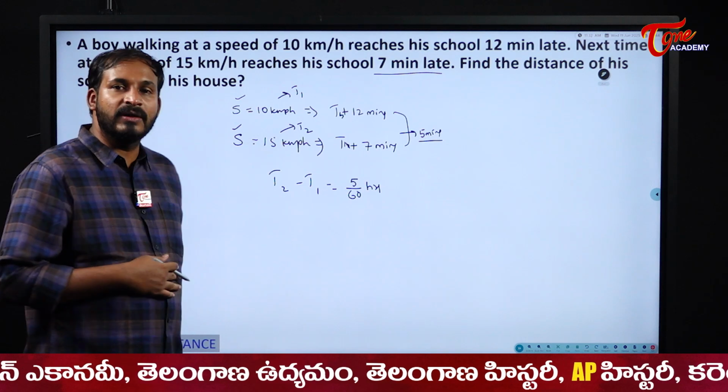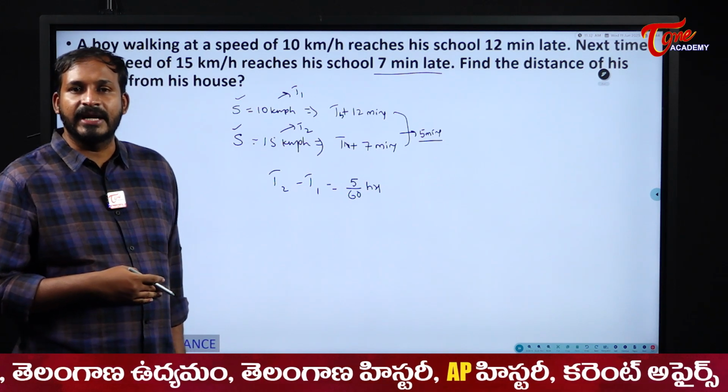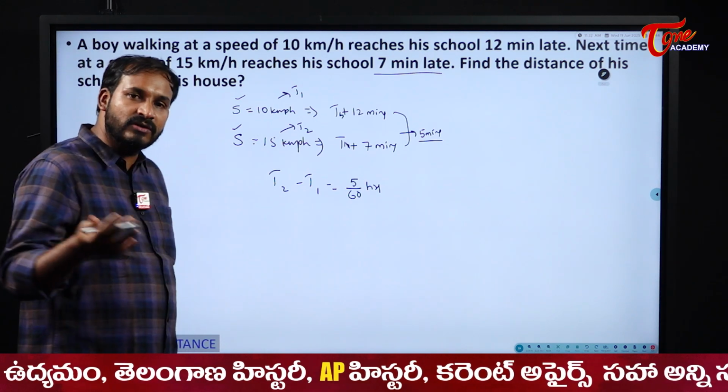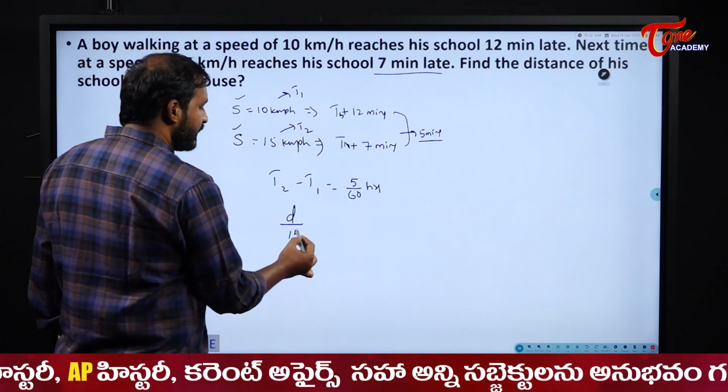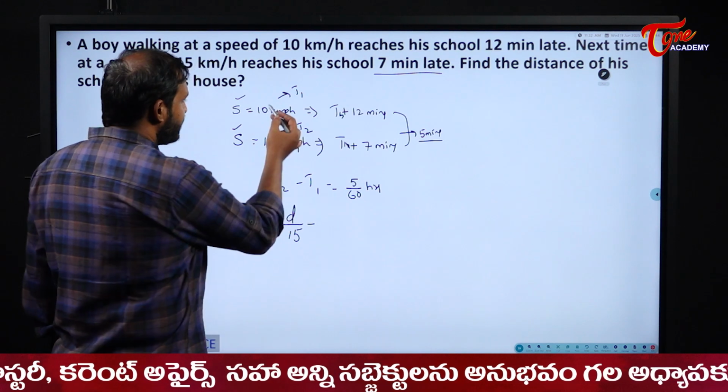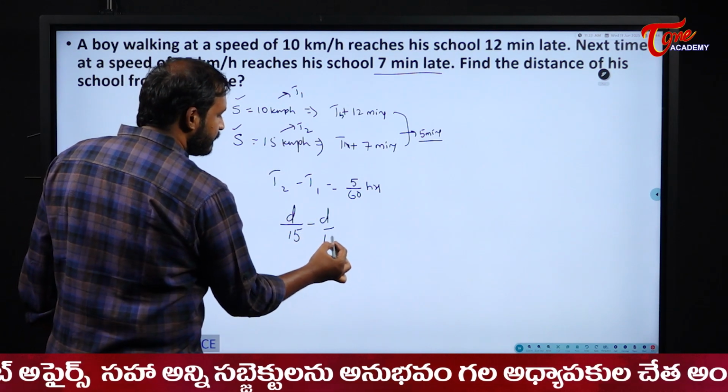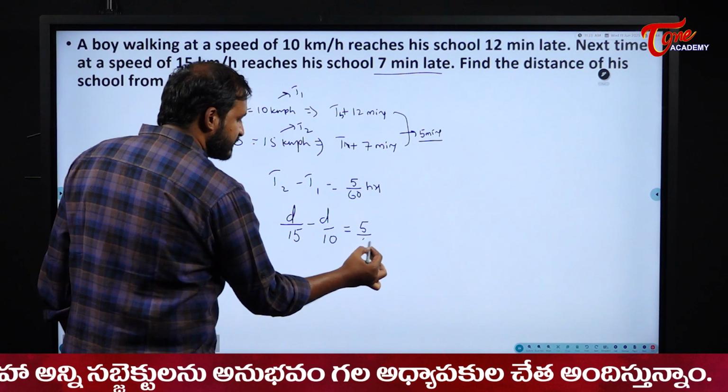Now, what is the formula for time? Distance by speed. Distance we don't know, that is the thing we need to find here. So distance by 10 minus distance by 15, that is equal to 5 by 60.